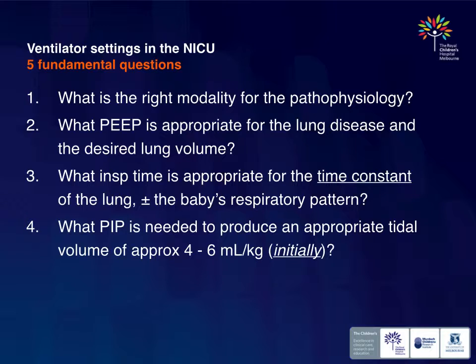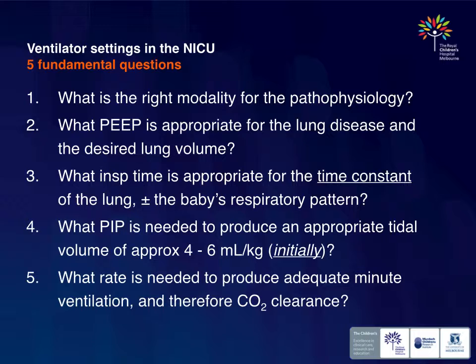Fourthly, what PIP is needed to produce an appropriate tidal volume? And here I use 4 to 6 ml per kilo, and we'll probably talk a bit about this afternoon. This is not the absolute mantra of what you must always use, but it's a way to start. And what is the rate that is needed to produce adequate minute ventilation and therefore CO2 clearance? So to look at these questions, first we need to say what are the different aspects of the ventilator and what do they do to the lung?